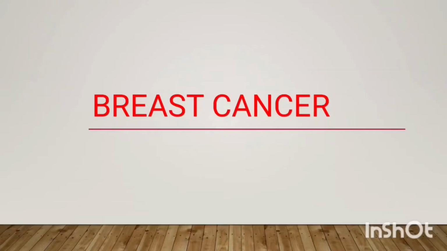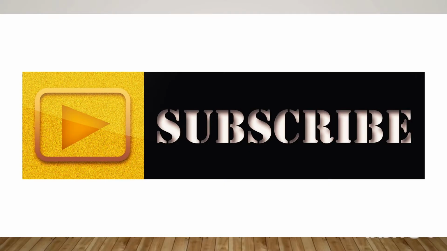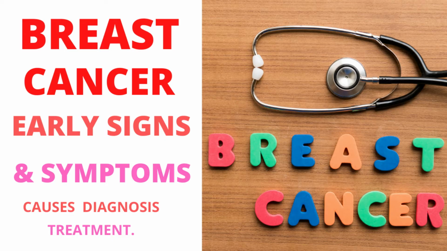The topic we are going to discuss today is breast cancer. So here are our main learning objectives about breast cancer. What is breast cancer? What is the structure of the breast? What are the signs of breast cancer? What are the types of breast cancer? What are the main causing factors or risk factors that can lead a person to develop breast cancer? How can screening of breast cancer be done in a patient, how to diagnose breast cancer, and what is the treatment plan for a patient having breast cancer?